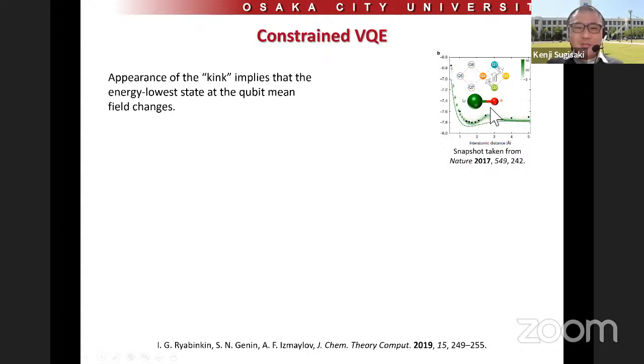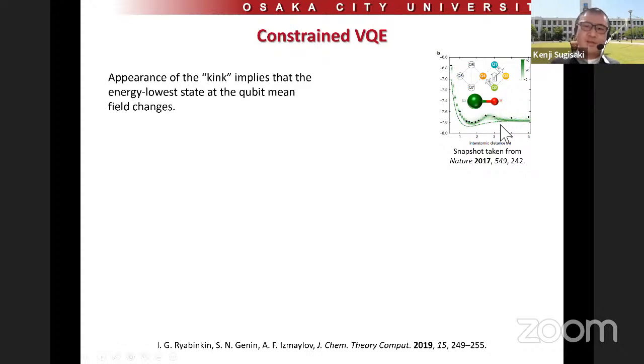So basically, the appearance of the kink means that the obtained quantum electron state changes from the spin singlet state to the triplet state.